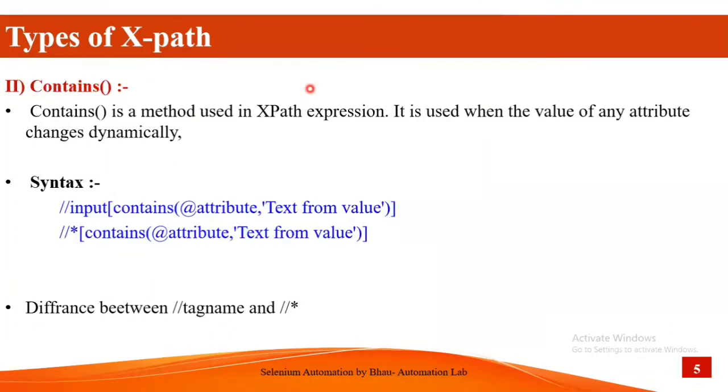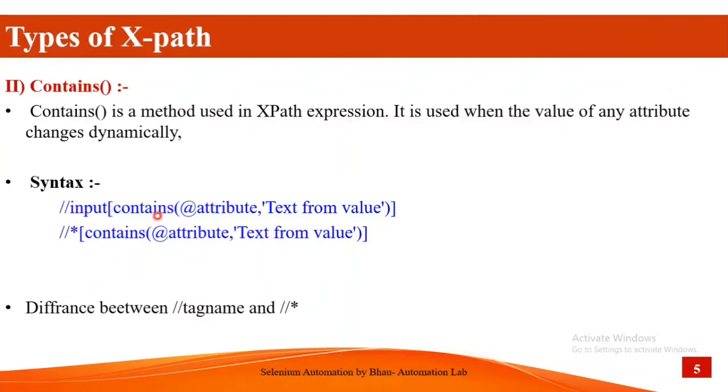Now let's try to understand more concepts of XPath. In the second concept, let's understand the contains type of XPath. Contains is a method used in XPath expressions. It is used when the value of any attribute changes dynamically. This is a very important method, contains, because in real-time work in Selenium there are different web elements whose values change dynamically, so we need to use contains type XPath to handle this type of web element.